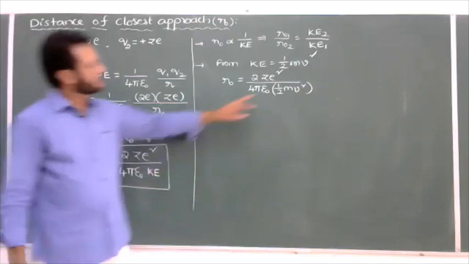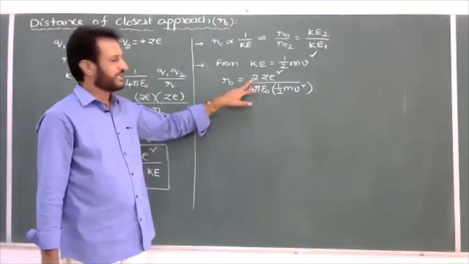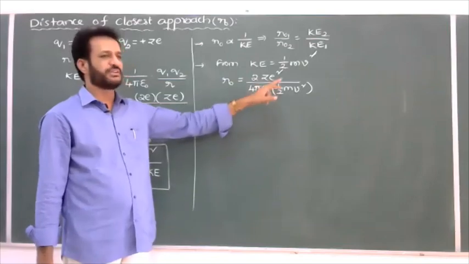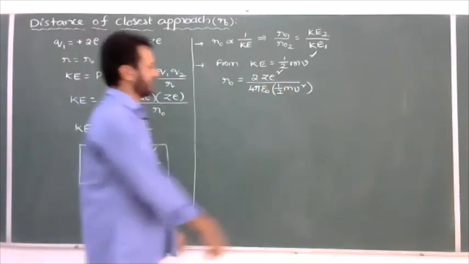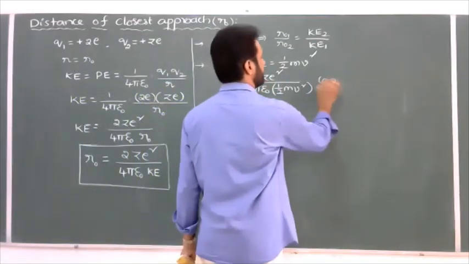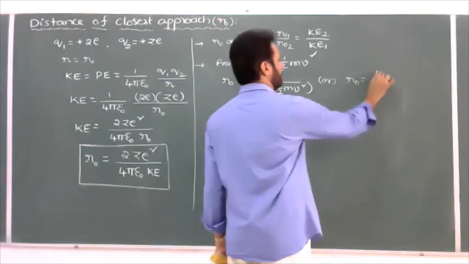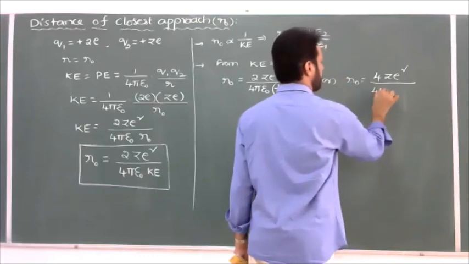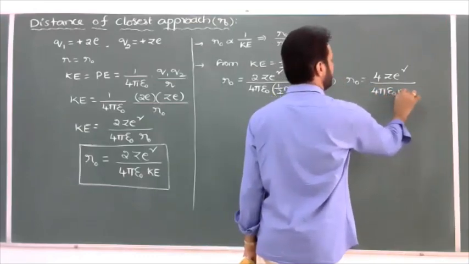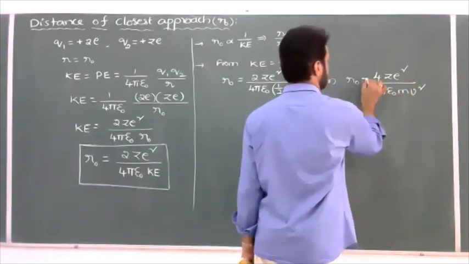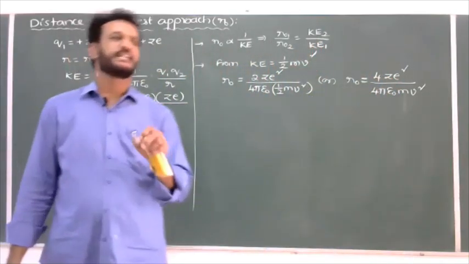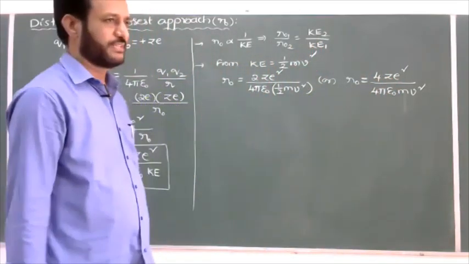If you want, you can take this 2 to the numerator also. Write 2 into 2, 4. 4 Ze square by 4 pi epsilon naught into mv square. Or R naught is equal to 4 Ze square by 4 pi epsilon naught into mv square. So no need to cancel 4, because 1 by 4 pi epsilon naught is a constant value, 9 into 10 power 9. That's why don't cancel.